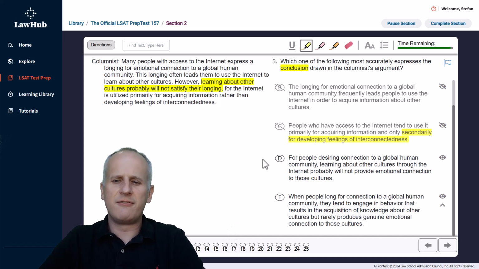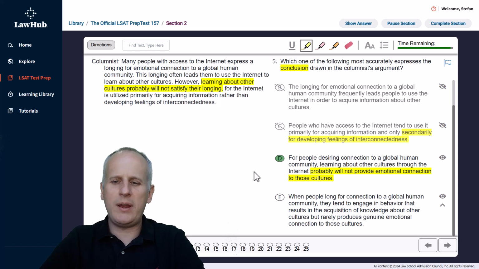Then choice D, for people desiring connection to a global human community, learning about other cultures through the internet probably will not provide emotional connection to those cultures. Well, that's really what we were looking for. We're looking for this probably you don't get that emotional connection that was sought. We can proactively select D as matching a combination of the statements and our highlighted sentence, hopefully with no problems.